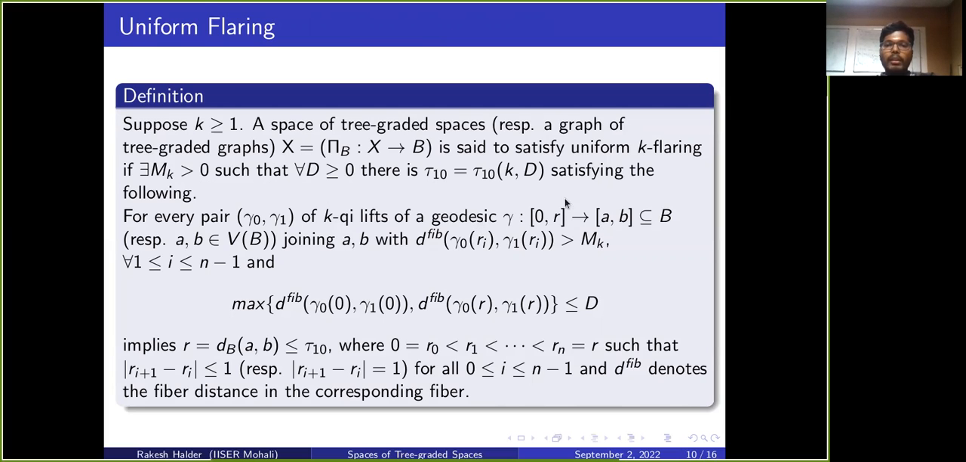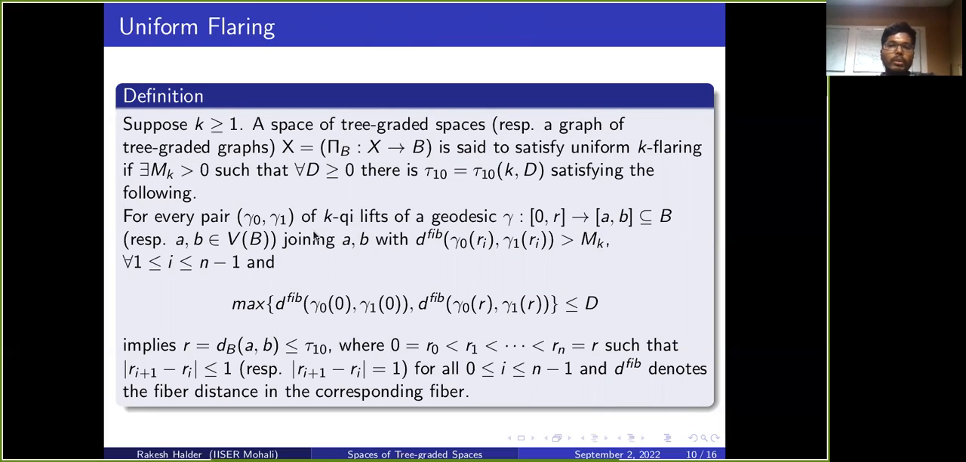So suppose we have a geodesic from the interval [0, R] inside ℝ to AB inside B, that is, a geodesic joining A and B. Then a K-quasi-isometric lift, say gamma tilde of this gamma, is a K-quasi-isometric embedding of this interval [0, R] inside capital X. So here we have three maps: gamma from the interval to AB, gamma tilde from [0, R] to capital X, and π, which is a map from X to B, such that this diagram is commutative. So this is the QI lift.